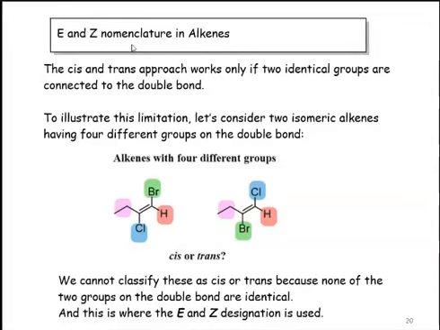Whenever it is not possible to distinguish the alkenes by the cis-trans mechanism, we can distinguish them by EZ nomenclature. What is this EZ nomenclature? The cis-trans approach works only if two identical groups are connected to the double bond. However, if four totally different functional groups are attached to the doubly bonded carbon atoms, in that case we need some more efficient method.